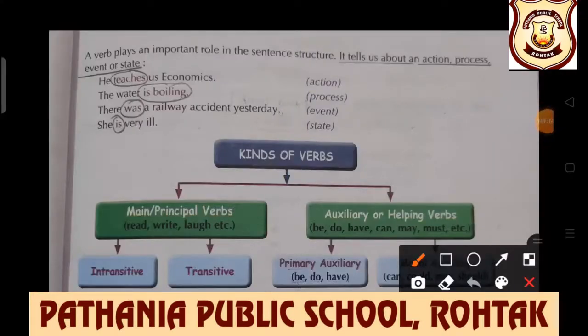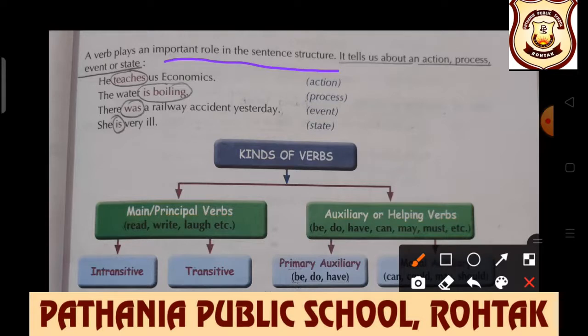Chapter number 6, the verbs. Children, the verbs play a very important role in sentence structure because they tell us about an action, process, event or state. How can we justify this statement?